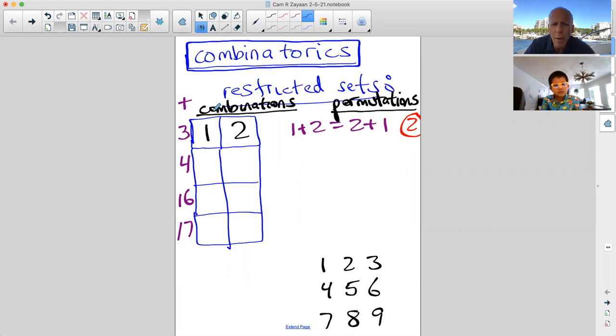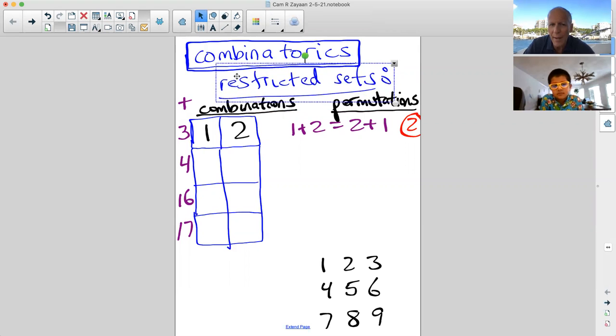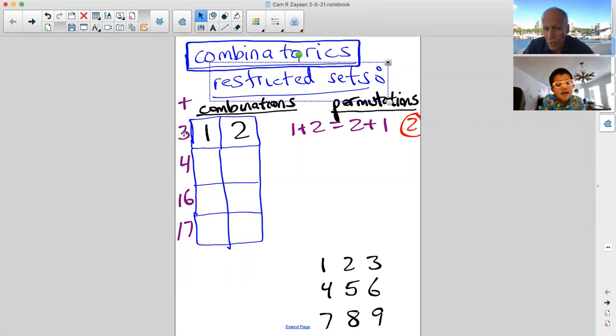Now, do you remember last week we worked on these restricted sets where we had the numbers 3, 4, 16, and 17, and they only had one combination? Do you remember that? Mm-hmm.